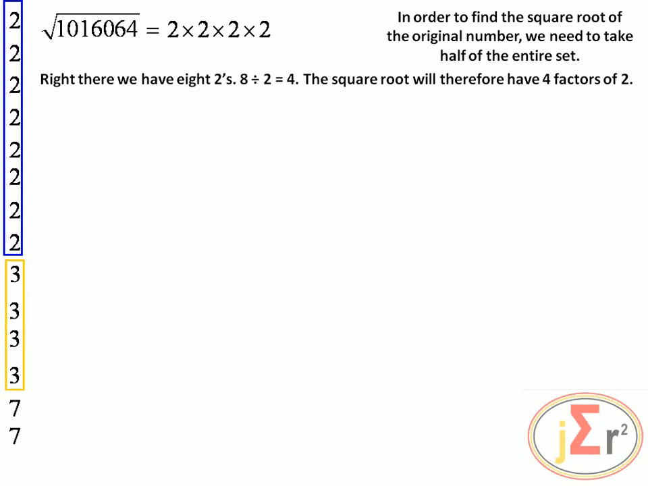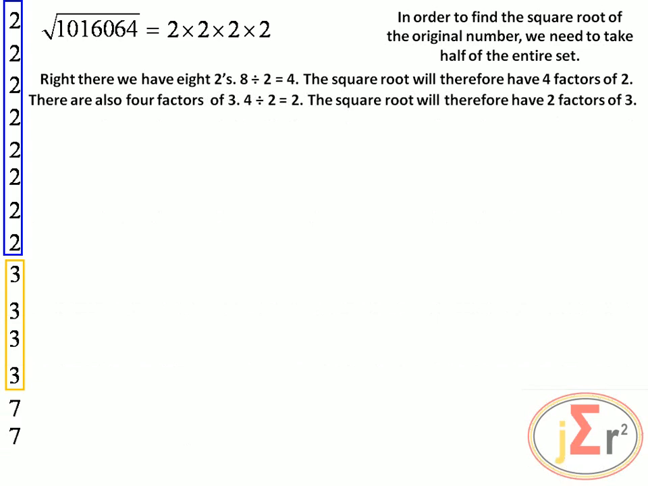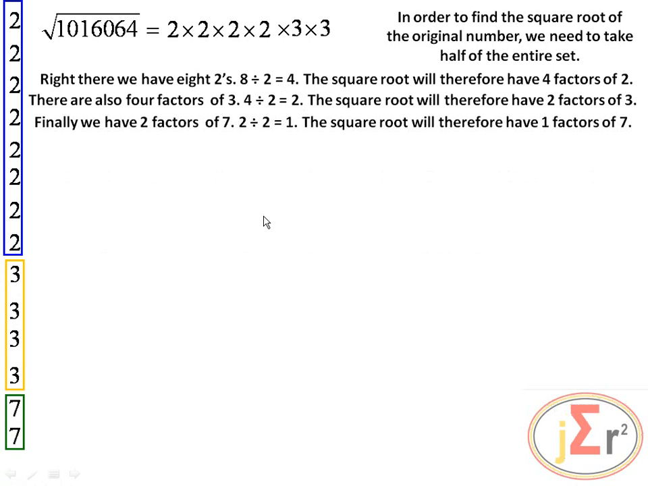Then we move merrily to the 3's. How many of them? There are also 4 factors of 3. 4 of them. Take half, so we take 2. The square root will therefore have 2 factors of 3. How many factors of 7? 2. Finally, we have 2 factors of 7. 2 divided by 2 is equal to 1. The square root will therefore have 1 factor of 7.